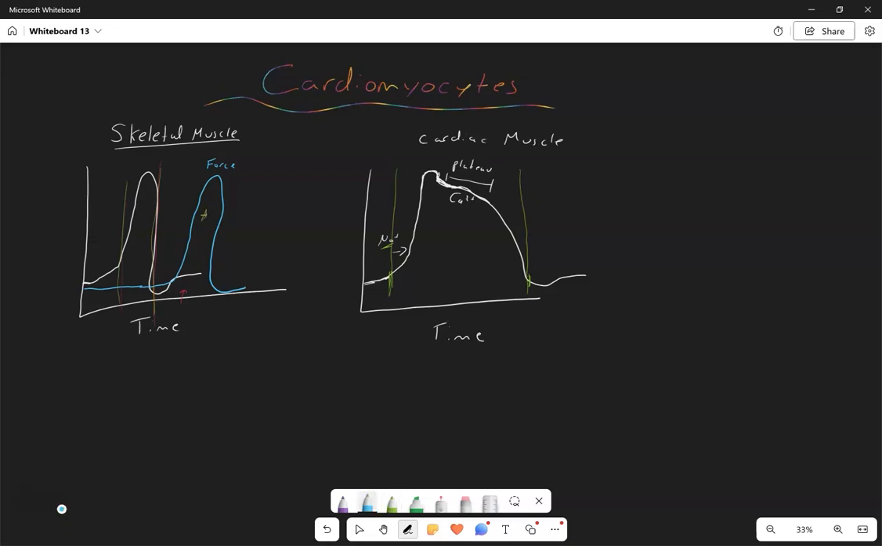In cardiac muscle, if we graph sort of the muscle twitch, we get something like this. Okay, notice here that our muscle twitch and the force occurs within that refractory period, right? And so because of that, the muscle cell is relaxed before the muscle cell comes out of that refractory period.